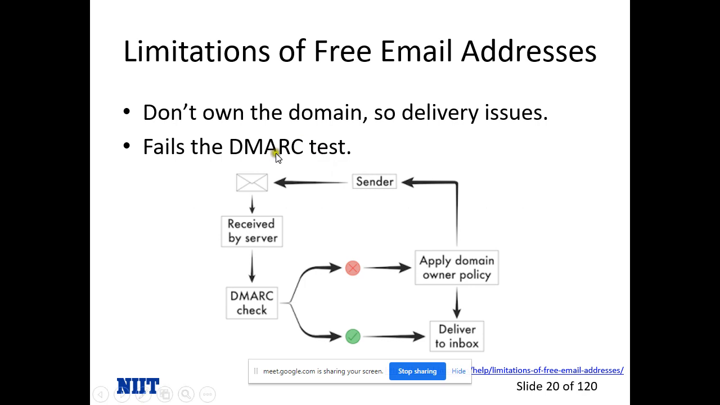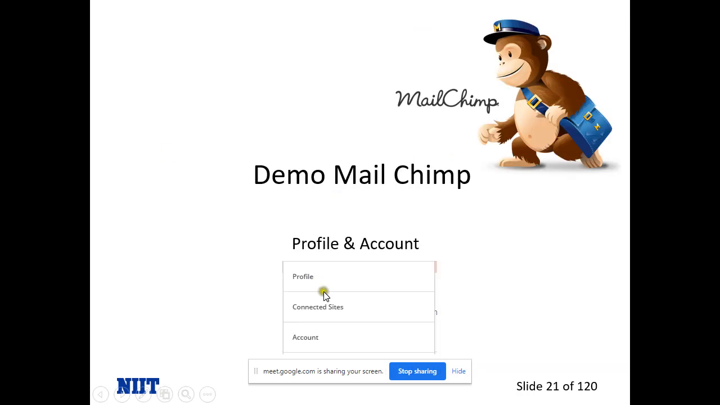So what can happen if there is no DMARC? There is no confirmation in the inbox, because there is no domain owner's policy applied. You're not sure. DMARC means it's not sure that the email has come from the specific domain, with the domain key. So this is the limitation here. And now the demo of MailChimp.